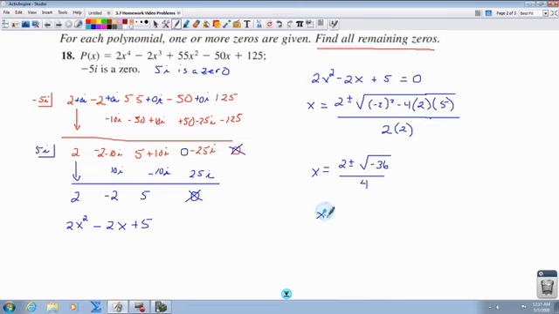Now at this point, we're going to simplify this down. This is 2 plus or minus the square root of 36, which is 6, and the square root of negative 1 is i, and all that is over 4. And we have x equals, we're going to reduce this down because they're all divisible by 2, so that's going to be 1 plus or minus 3i, all over 2.